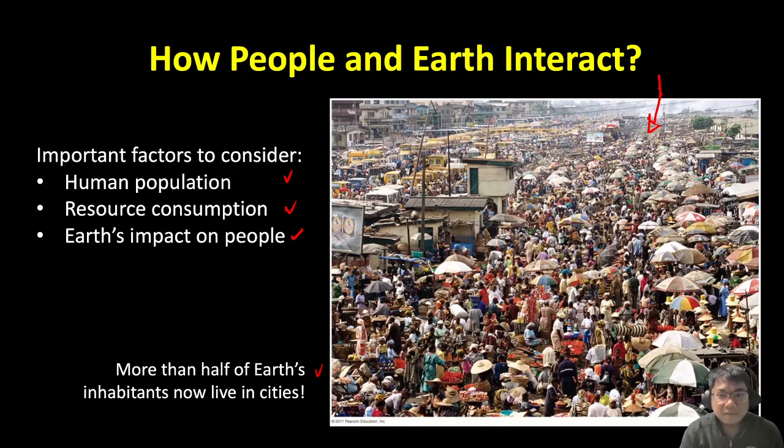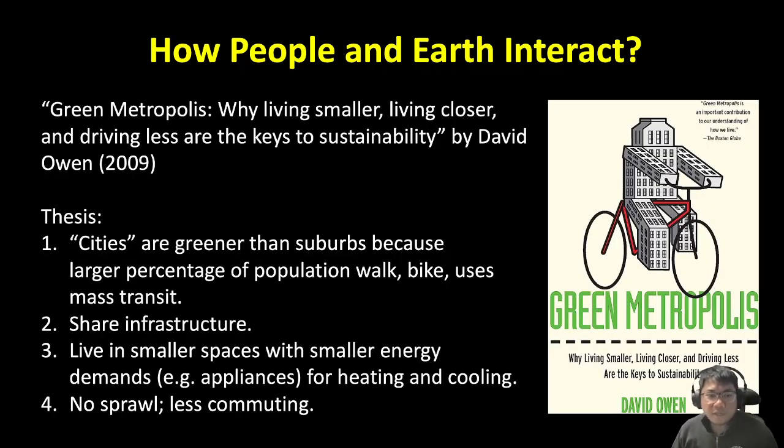There are a lot of people living in cities, and if you like to read a book, I would definitely suggest this book right here, Green Metropolis, from David Owen. Why living smaller, living closer, and driving less are the keys to sustainability, according to David Owen in 2009. Some of the theses that he discussed in this book include that cities are greener than suburbs. The reason for that is that a larger percentage of the population in cities, for example in Manhattan, like to walk, bike, and use mass transit instead of driving.